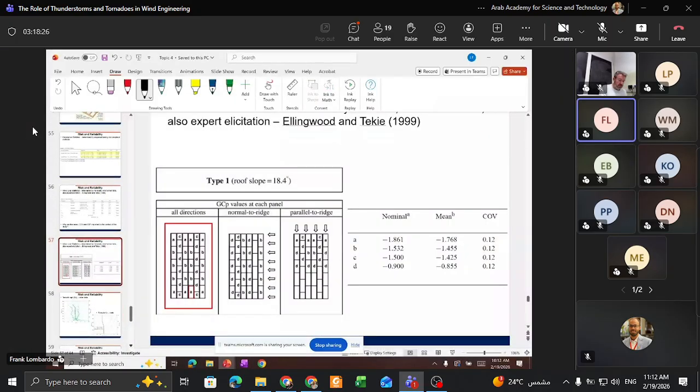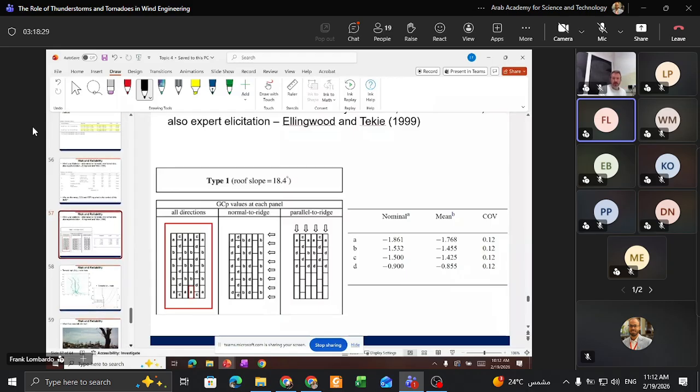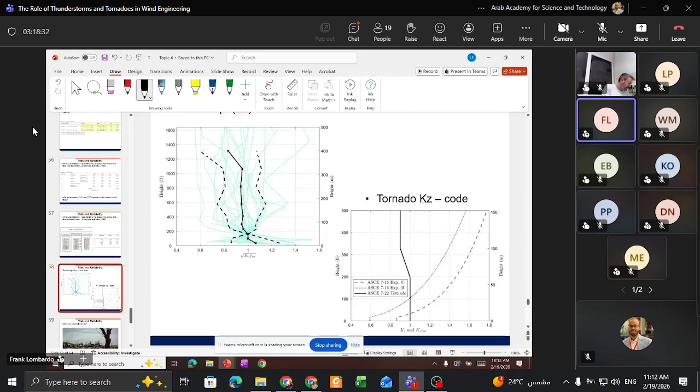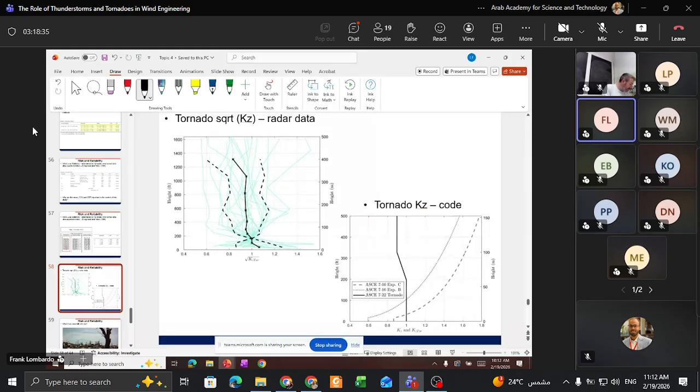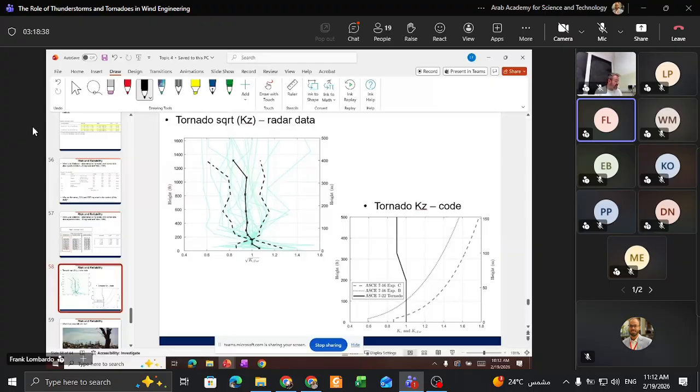What I'm going to have you do is a homework on that. Here's an example, and we showed this the other day, of the square root of KZ from the radar data and the code for tornadoes. What we just did in the fragility was use information on the non-tornadic curves, KZ, which look quite a bit different than tornadoes. So in the homework, you'll modify some of those parameters to account for tornadoes, and then you'll see how the fragility curves change under tornado loading as opposed to ABL loading.